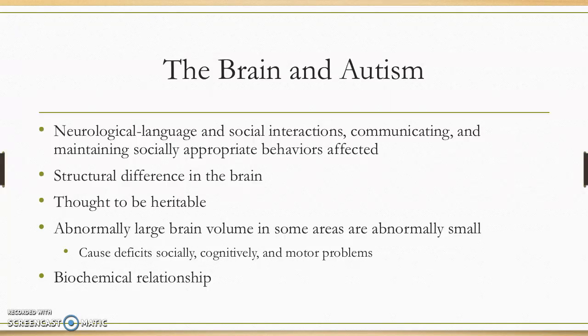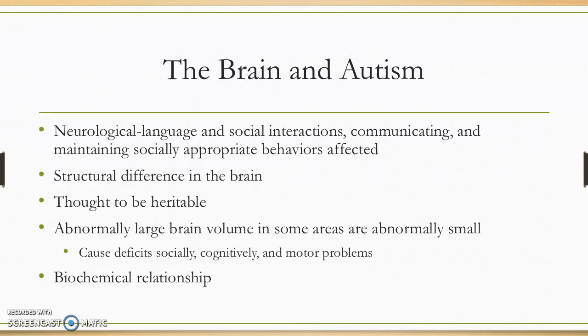Autism is a neurological language and social interaction disorder. They have problems with communicating and maintaining socially appropriate behaviors. There seems to be a structural difference in the brain, though a lot is not known about autism. It is thought to be heritable, which means that someone in the family could pass it on.